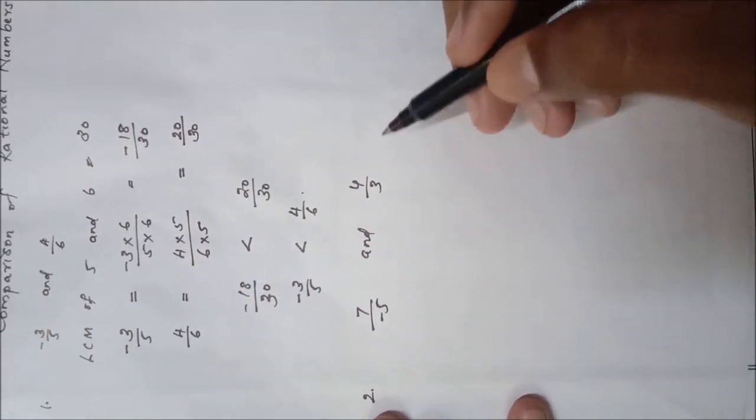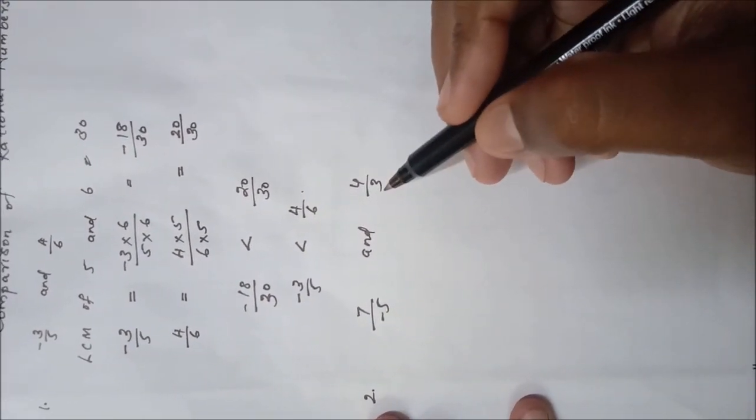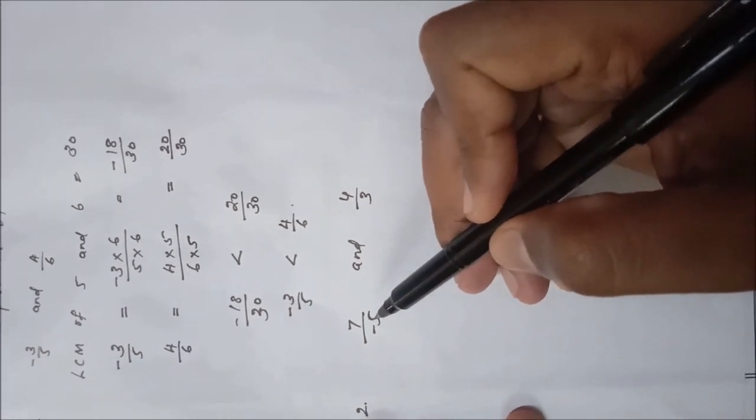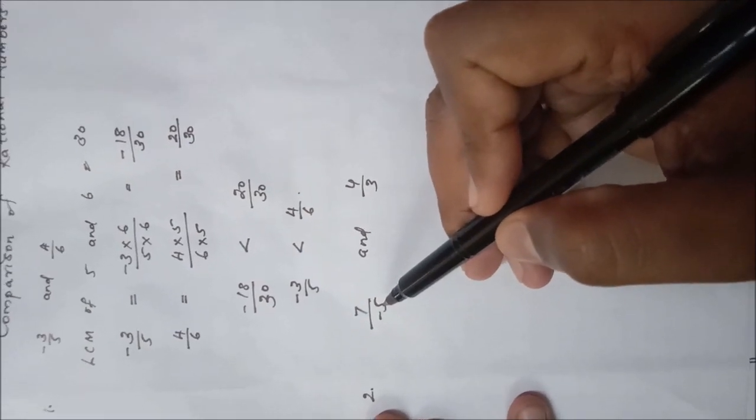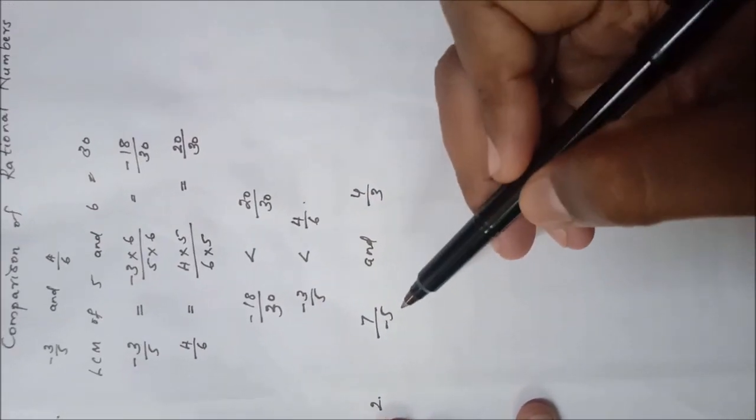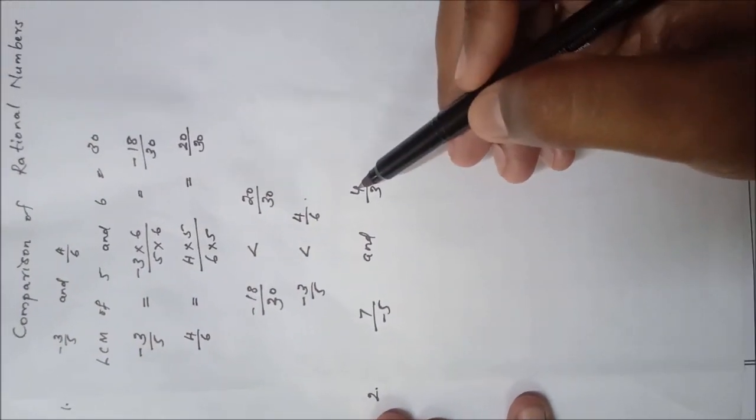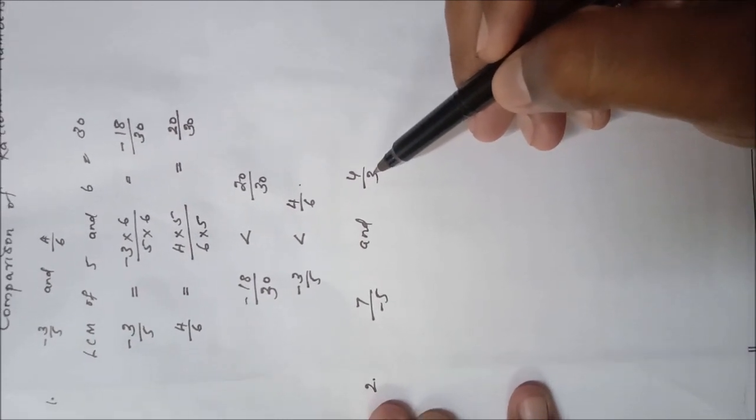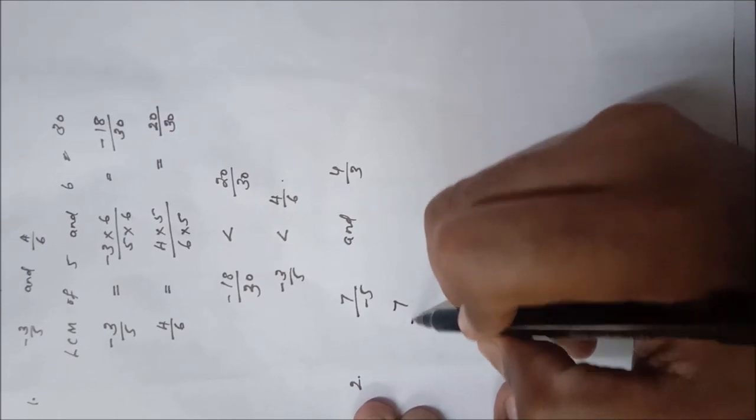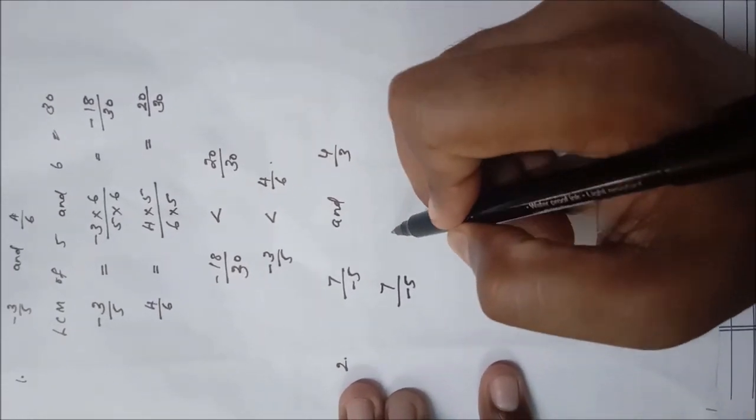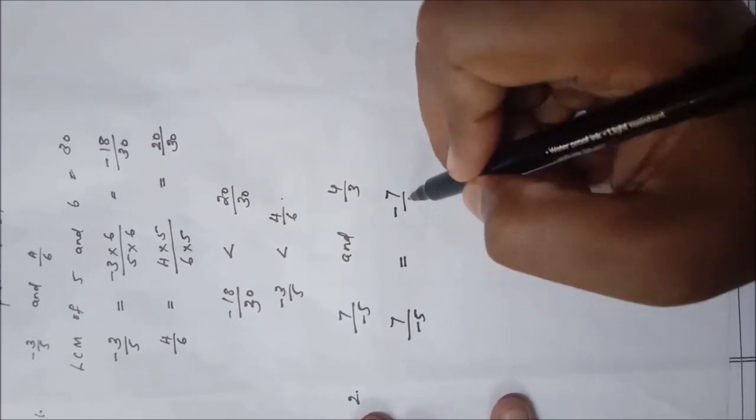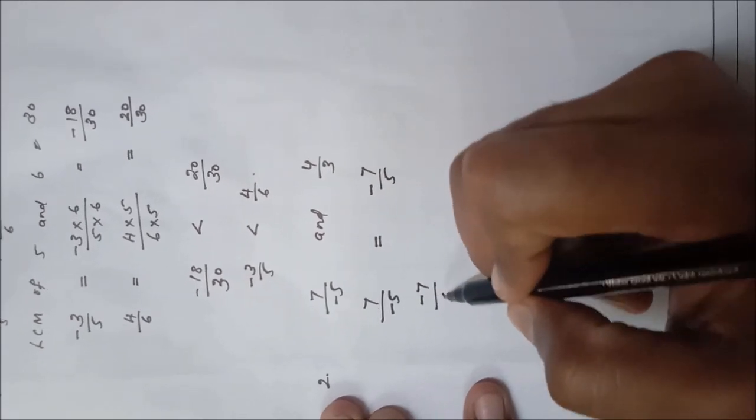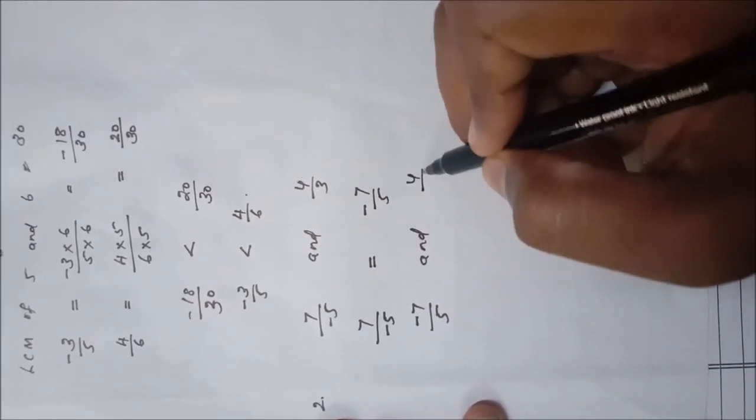Now always we have to check whether the given rational numbers are in standard form. Here if you take the first rational number 7 upon minus 5, we can see that it is a negative rational number with a negative denominator. So it is not in standard form. But the rational number 4 upon 3 is in standard form, that is it is having a positive denominator. So the first rational number 7 upon minus 5 can be changed as minus 7 upon 5 to make it in standard form. So the given rational numbers are minus 7 upon 5 and 4 upon 3.